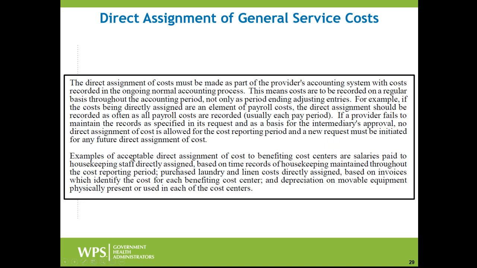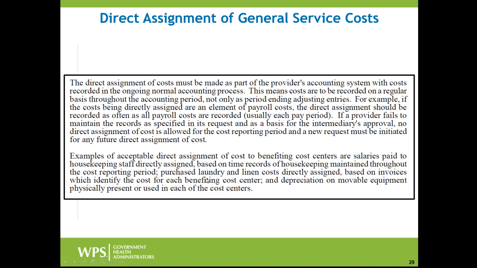Some examples here of acceptable direct assignment would be salaries paid to housekeeping staff. That could be directly assigned. If you know who was working on certain rooms in certain areas, if you can directly track their salary, then instead of going through the normal housekeeping cost center, certainly you can pull that cost directly down to those revenue producing cost centers. Purchased laundry and linen costs. If you know how much laundry and linen was charged to each department, then certainly there's no problem. You can directly assign that. It has to be based on invoices.